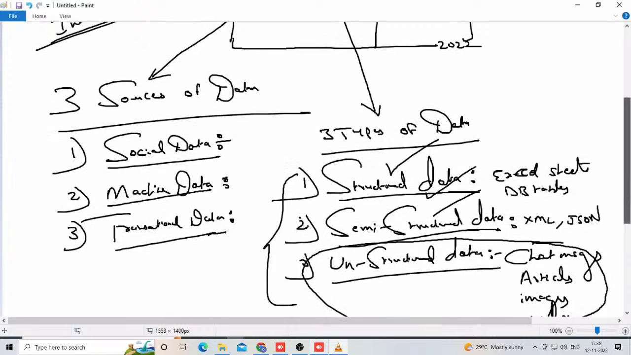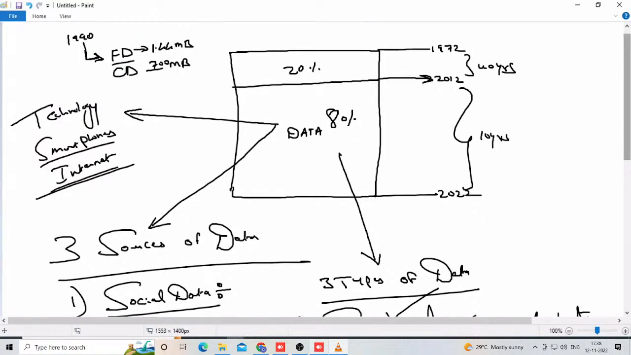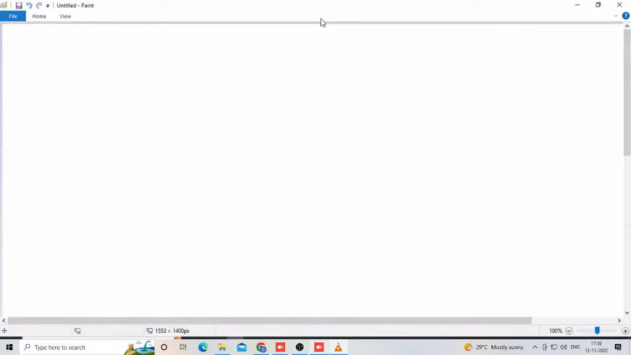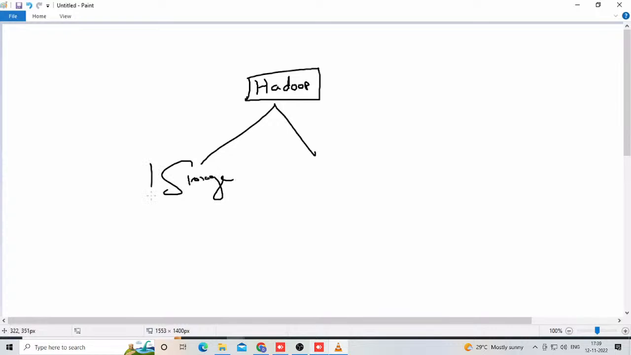So day by day, as data is increasing enormously, we need to have proper storage systems and processing systems to store and process this huge data. As a solution to all the storage and processing level issues, we have got a framework called Hadoop. Hadoop is meant for two things: storage and processing.